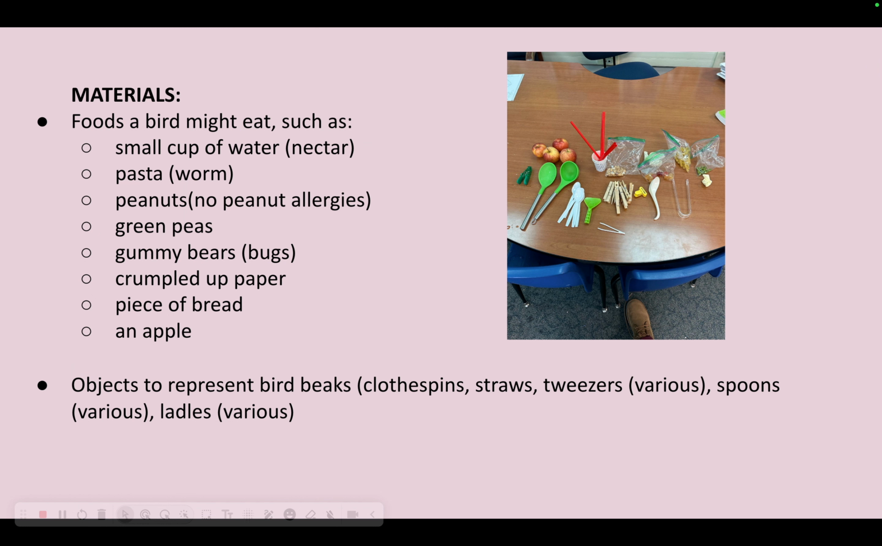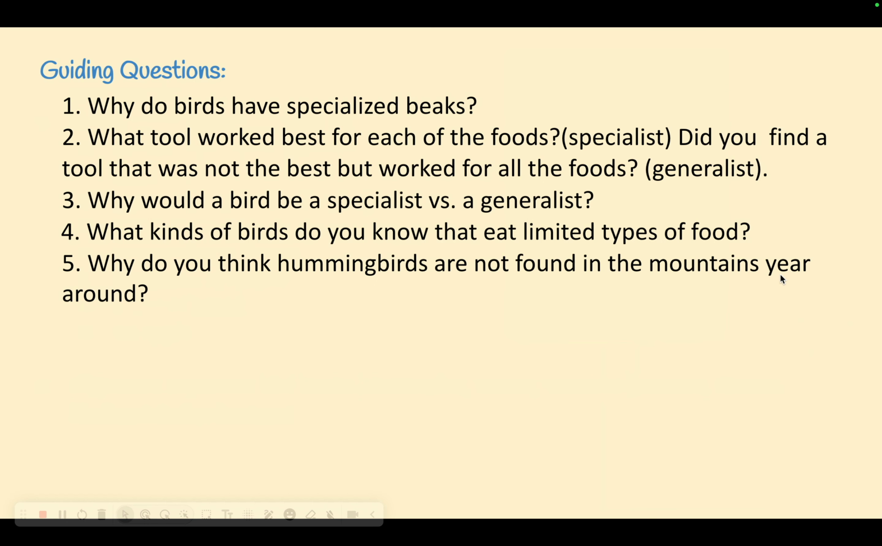And then I gave them different materials that the birds might eat, so they got a cup of water, which was to represent the nectar. They got a rotini noodle, which was to represent a worm. And then I passed out some other things: some peanuts, some green peas, gummy bears, which were supposed to be the bugs, some crumpled up paper that birds might use for their nests, a piece of bread, an apple, and then they just had fun trying to see which kinds of beaks would pick up which kinds of foods.